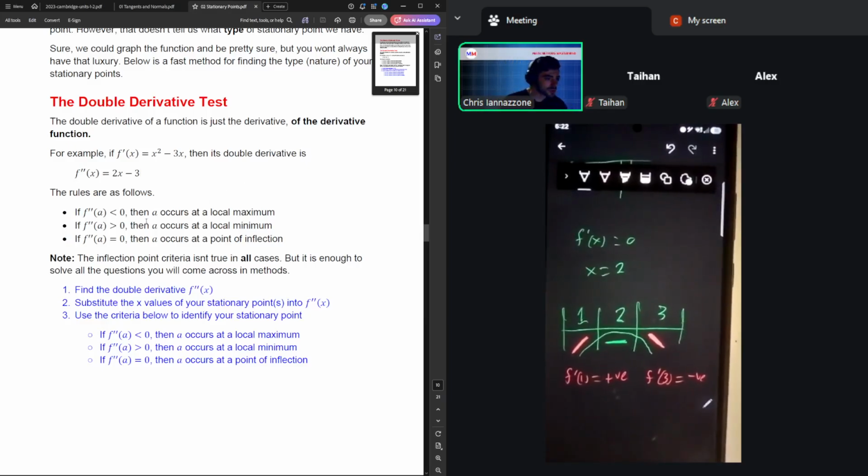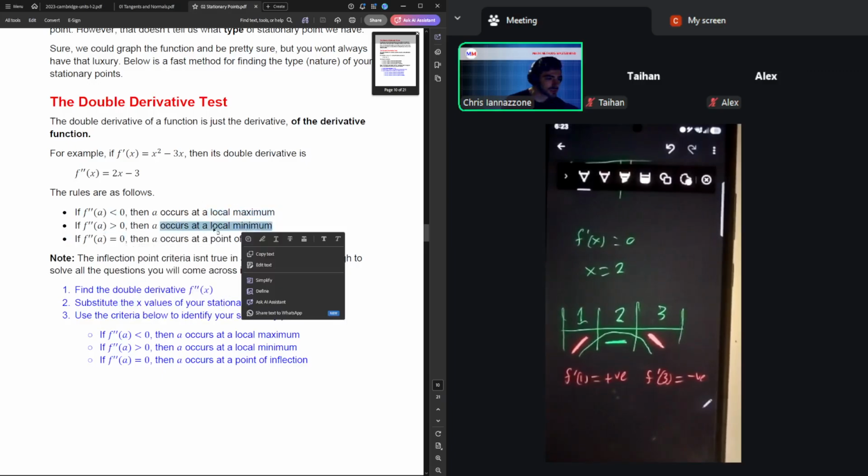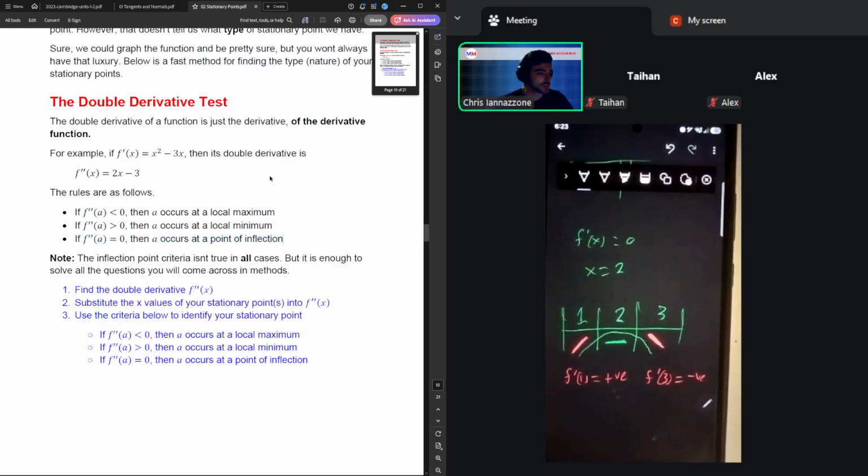Then all you do is, so long as you already have your stationary point, which you will in either case, you just take the x coordinate of that stationary point and shove it in there. If you get a negative, it's a maxima. If you get a positive, it's a minima. If you get 0, it's a point of inflection. That's pretty much it. It's just a quick lookup.